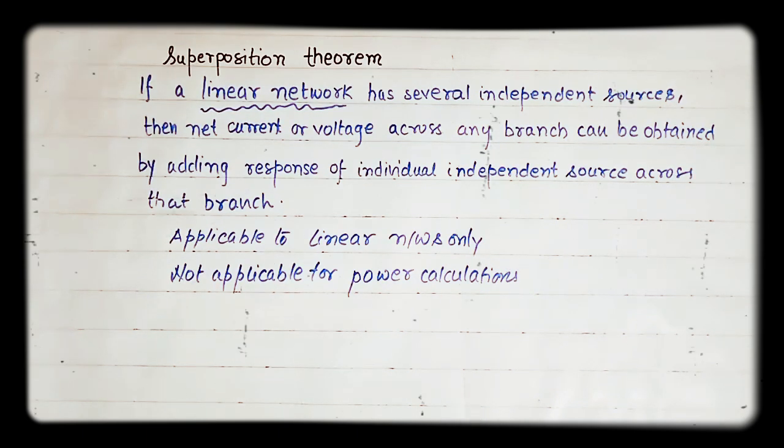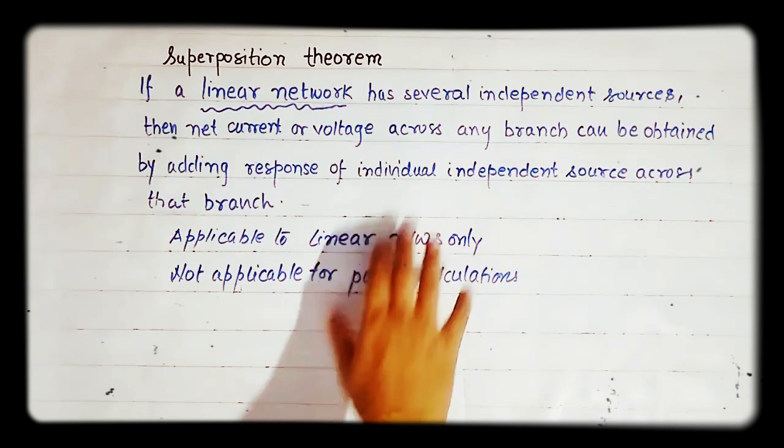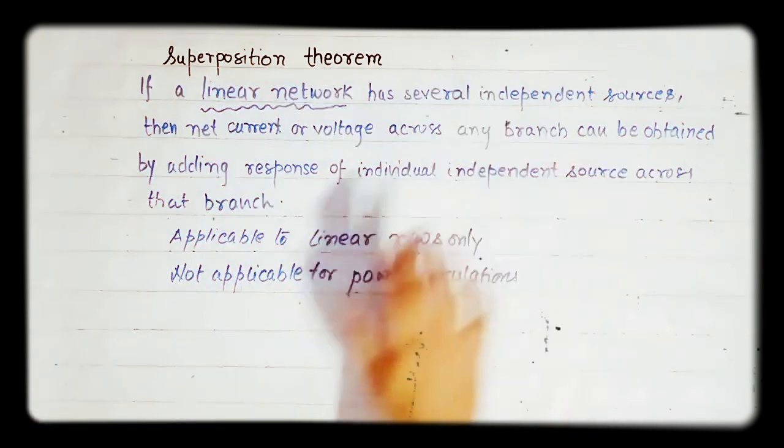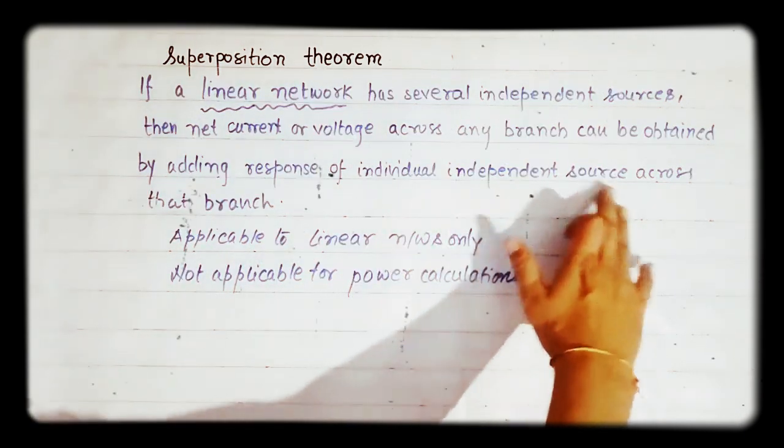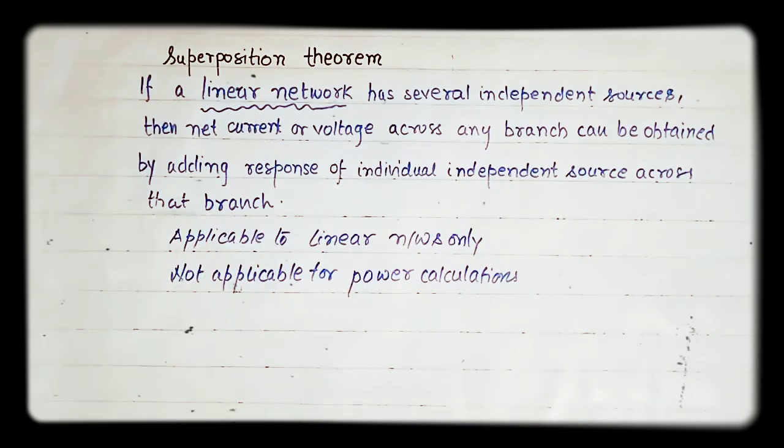Friends, in this lecture we are going to discuss the superposition theorem. The statement of the superposition theorem is: if a linear network has several independent sources, the net current or voltage across any branch can be obtained by adding the response of each individual independent source across that branch.